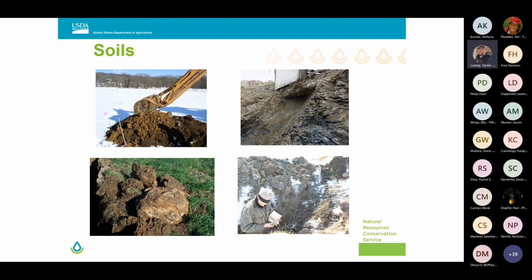Well, it seems how Yuri's leading the group today, leading the charge. I guess we got to talk about soils. She did make that comment about soils as the foundation that everything's based on.